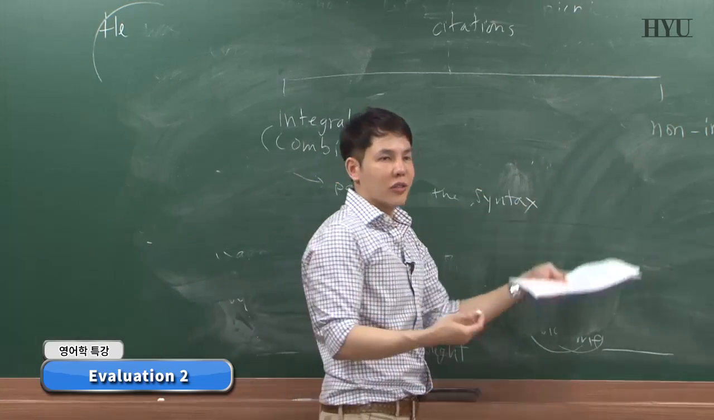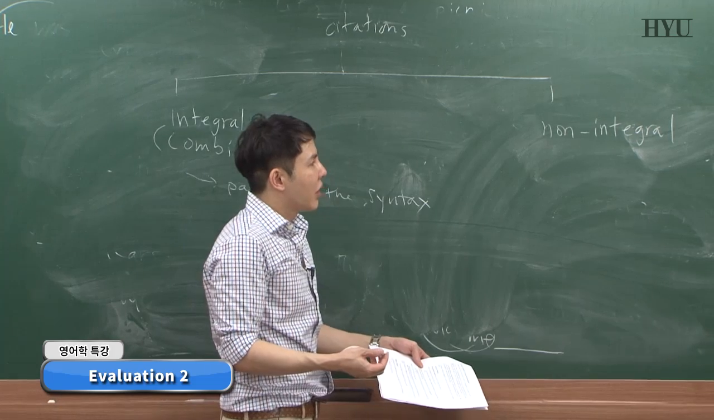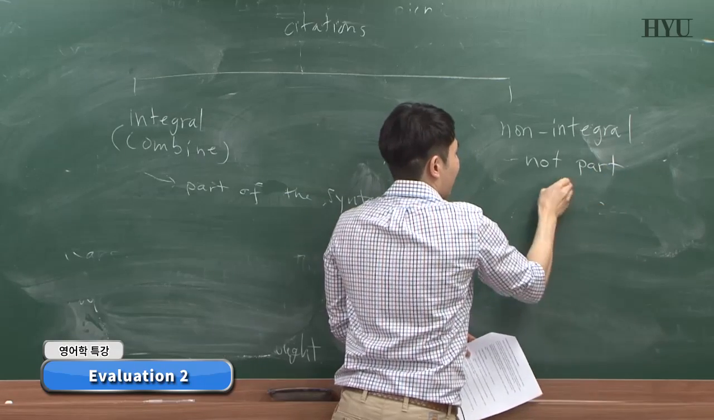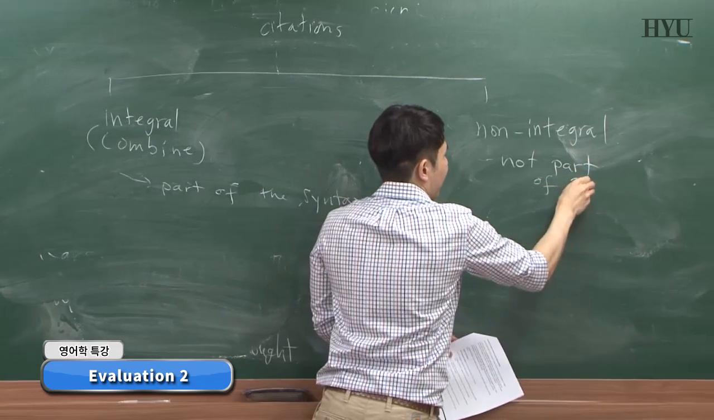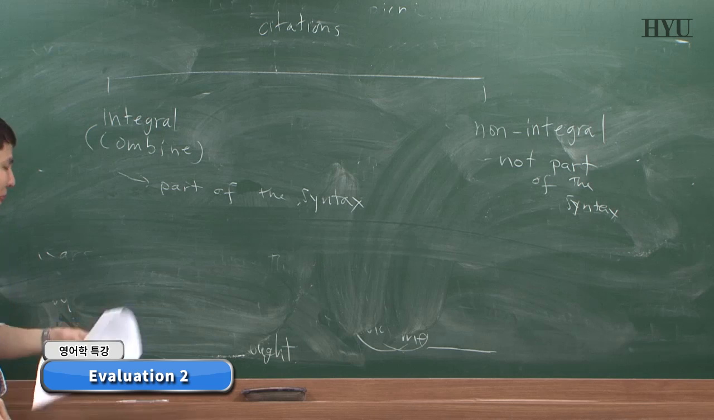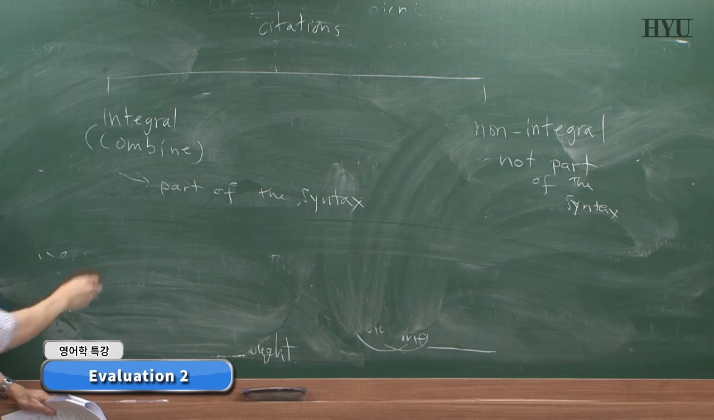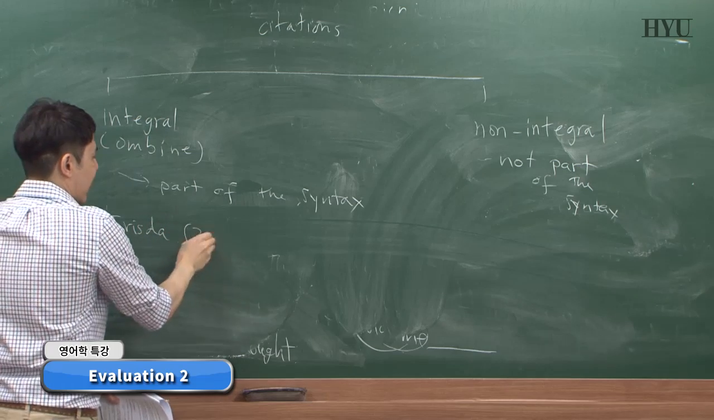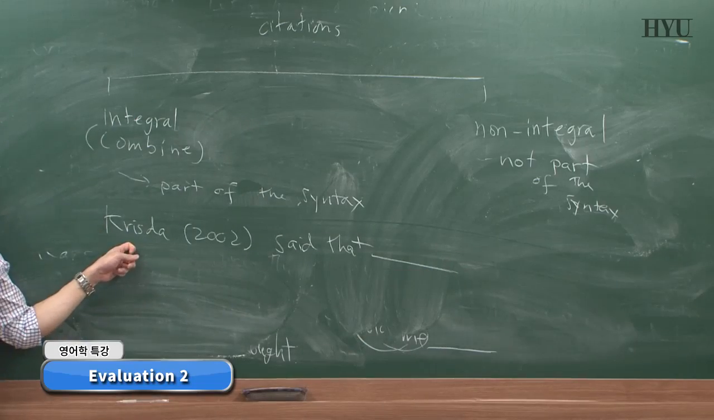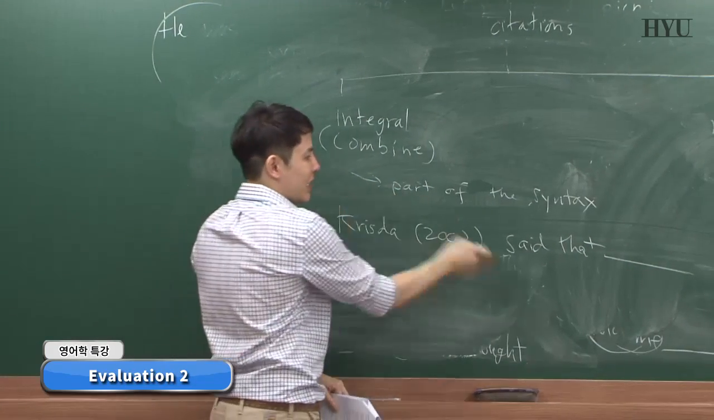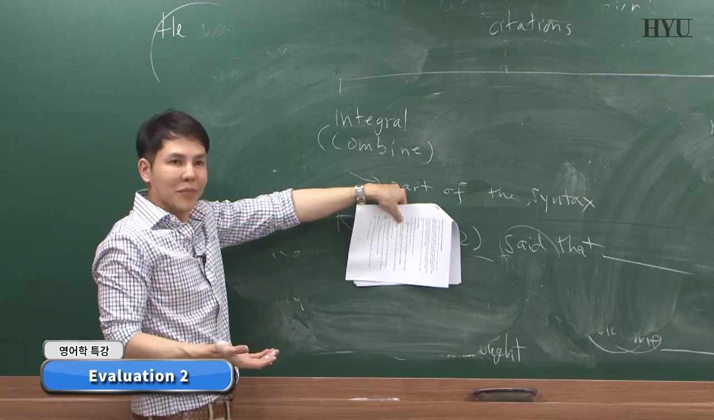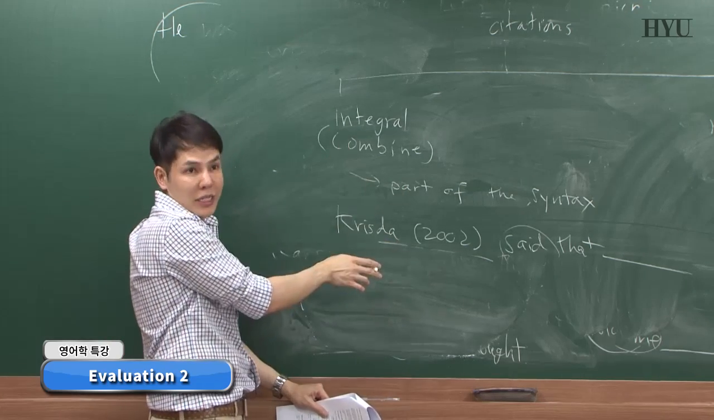But the non-integral is not part of the syntax. The reason why I was hesitating was that if I just said, oh, you just look for parentheses, then some parentheses count as integral also. So, for example, if I have something like Krishna, 2002, said that blah. This is clear. That is an integral type because it's part of the syntax. It functions as the subject of said, right? If you remove it, it's not working. Someone must be the subject, so we call it the integral type.